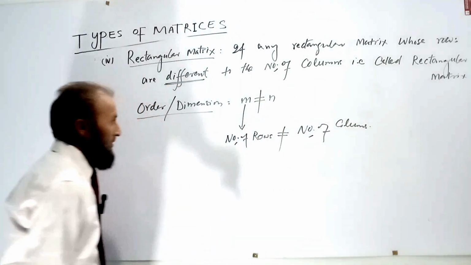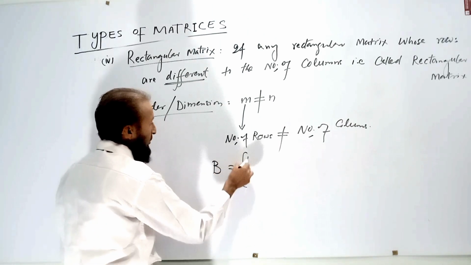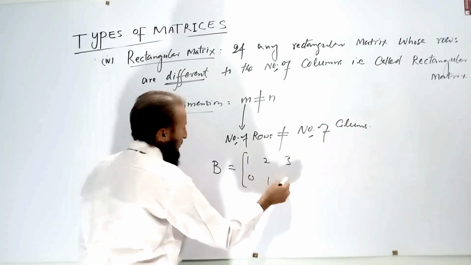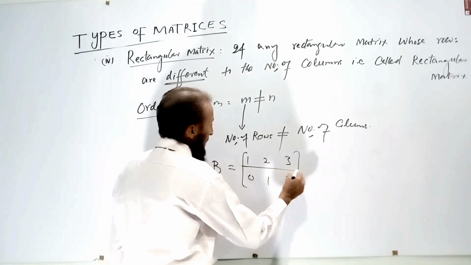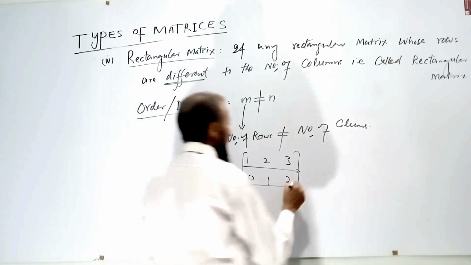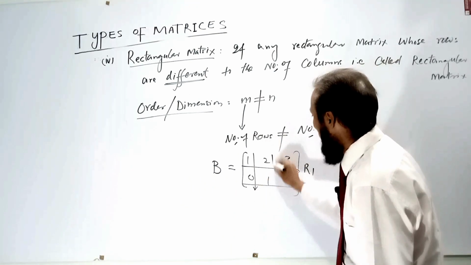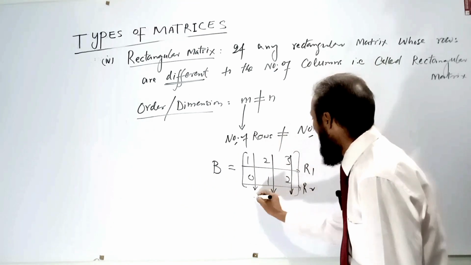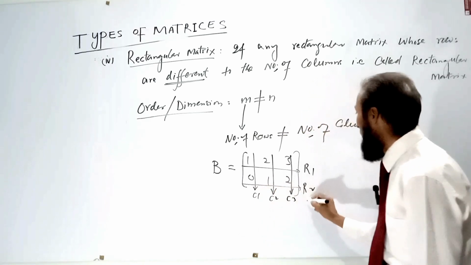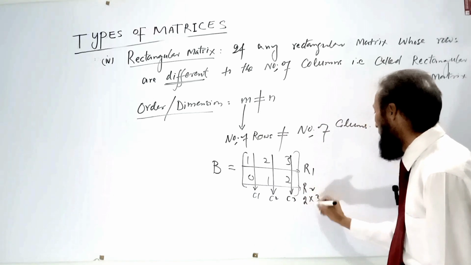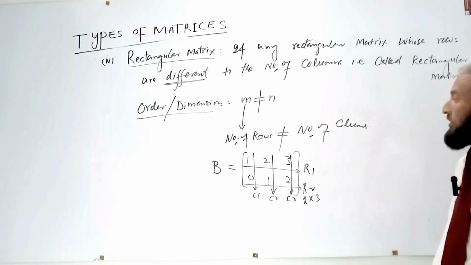For example, B is equal to a matrix 1, 2, 3, 0, 1, 2. So that will not be called a square matrix. Look here, there are two rows, row 1 and row 2, and here three columns, C1, C2, C3, so the order is 2 cross 3. The order is different, so that is called a rectangular matrix.